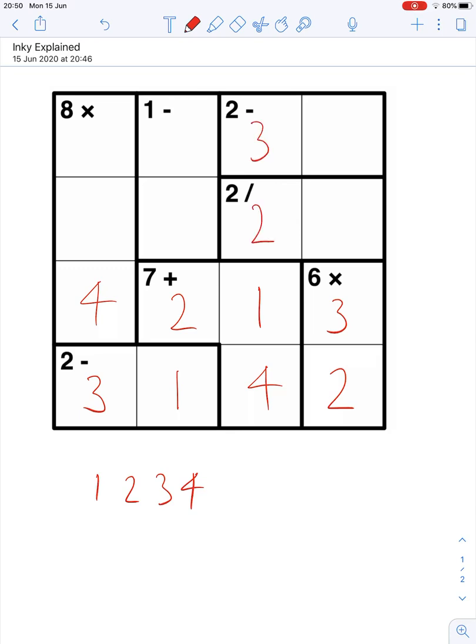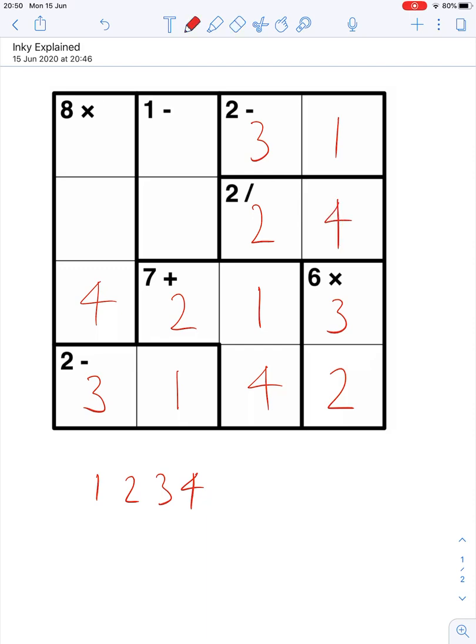And you can probably fill in the rest yourself in your head. I'll do it quickly for you. 2 with a minus, that's got to be a 1. 2 with a divided by, this square here could either be a 4 or a 1, because 2 divided by 1 is 2, and 4 divided by 2 is 2. But the only number that's missing from that column is a 4.